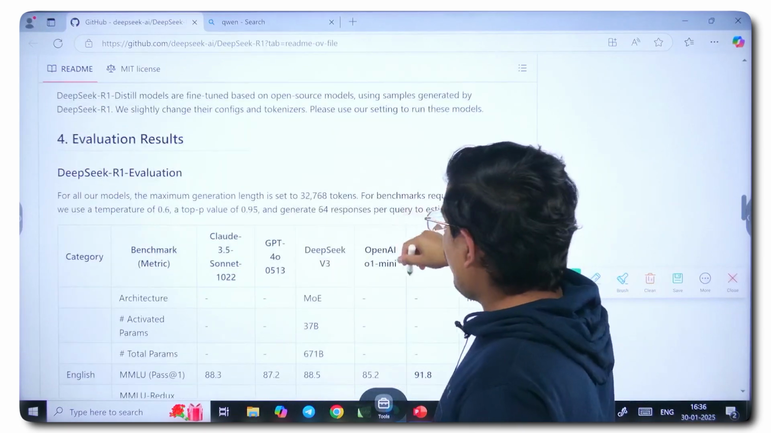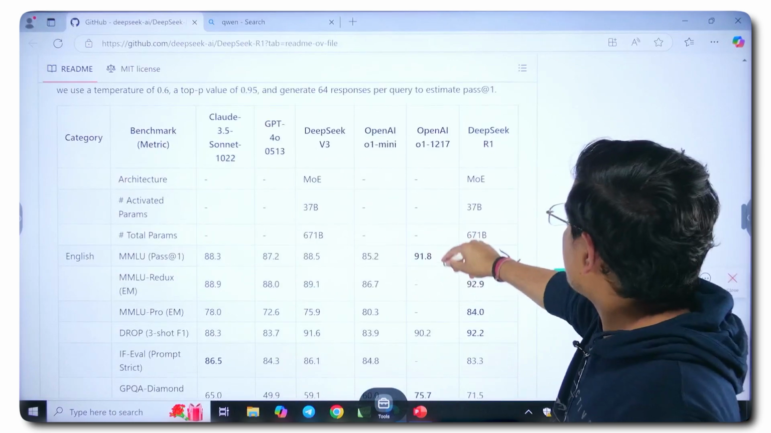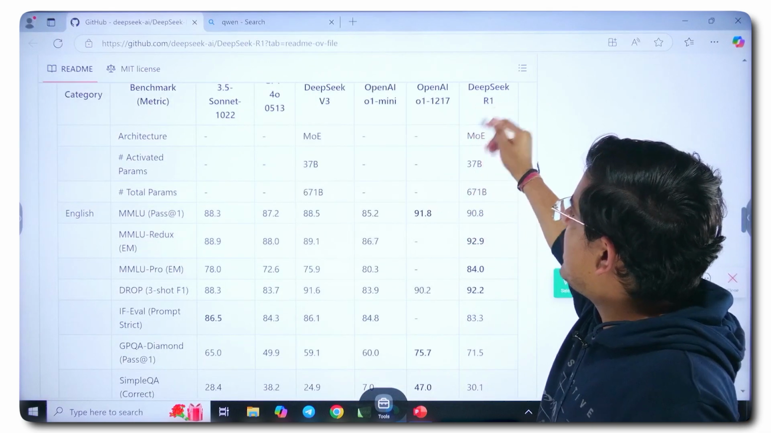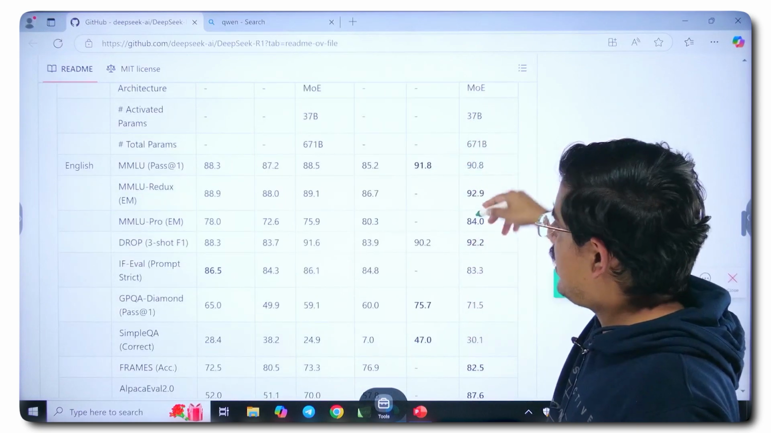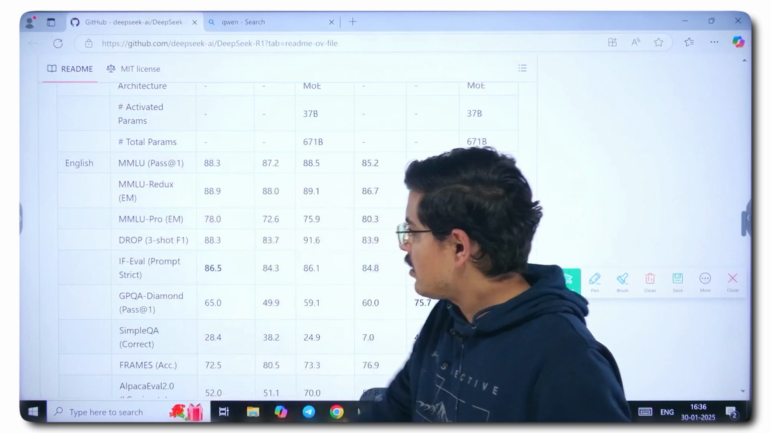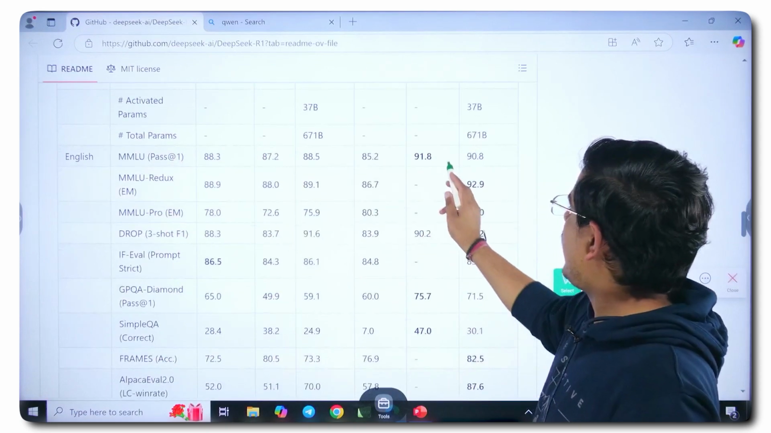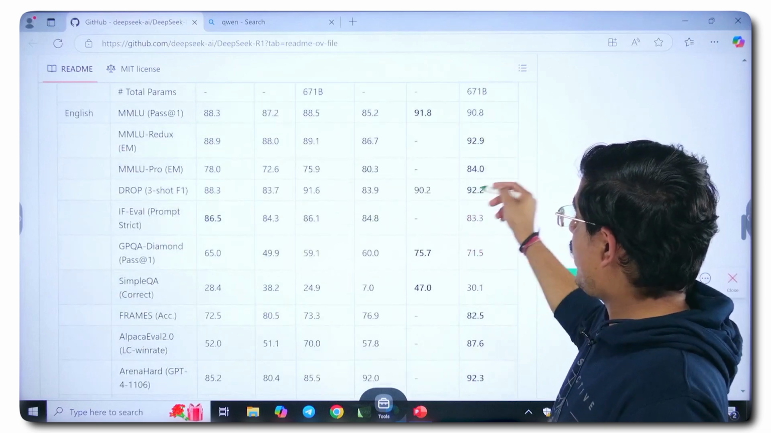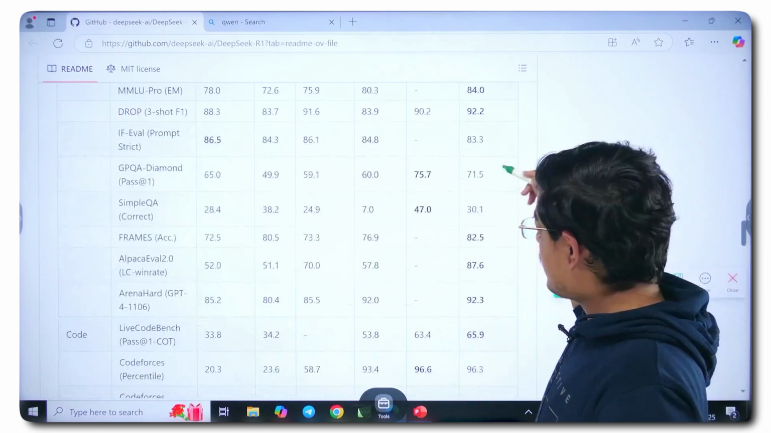Fine. However, if I show you the benchmarks, you see the difference between OpenAI O1 and DeepSeek. Just this is OpenAI O1 and DeepSeek. For English, these are various parameter performance metrics: 91.8, 90.8, almost comparable. Somewhere 90.2 and 92.2. Somewhere they actually surpassed them.